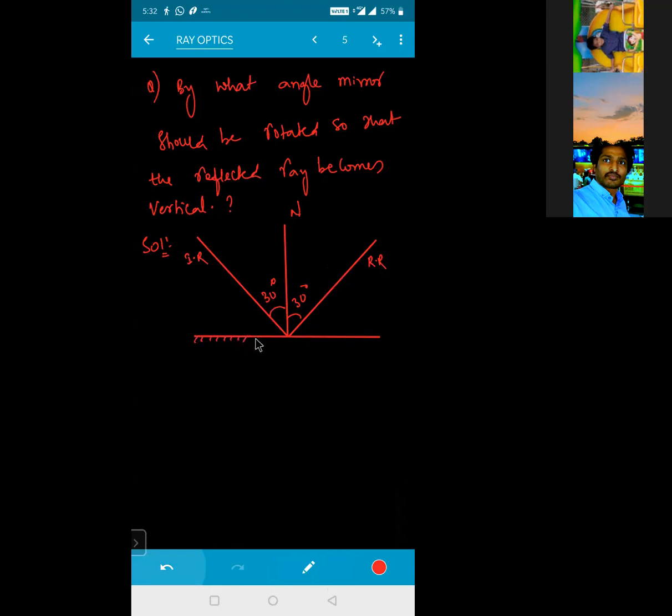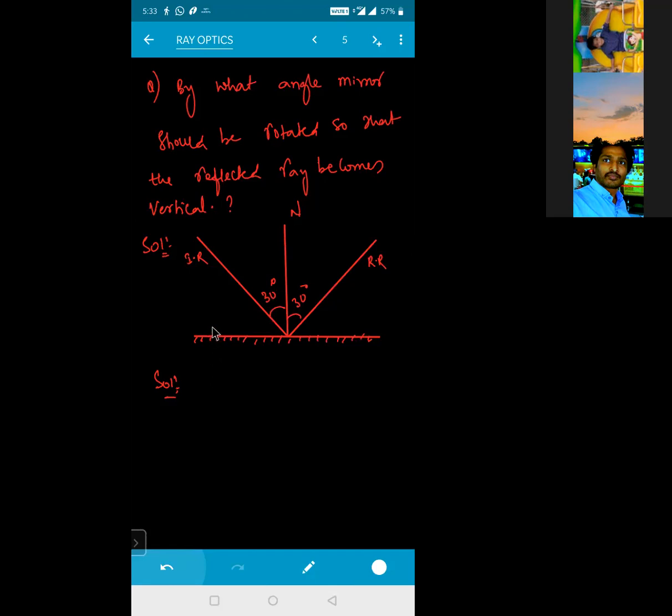Now read the question carefully. What is asked is, by what angle should the mirror be rotated? You know that if the mirror is rotated by an angle theta, the reflected ray will turn by an angle 2 theta. Now see, if I rotate this mirror in the anti-clockwise direction, will this reflected ray come to the normal? Yes, it will.